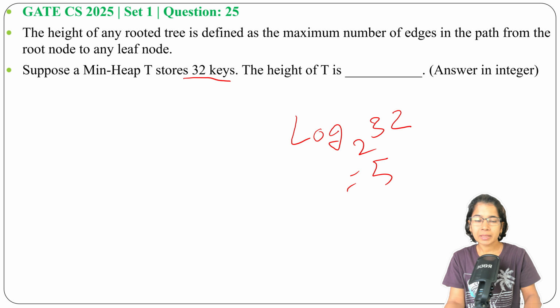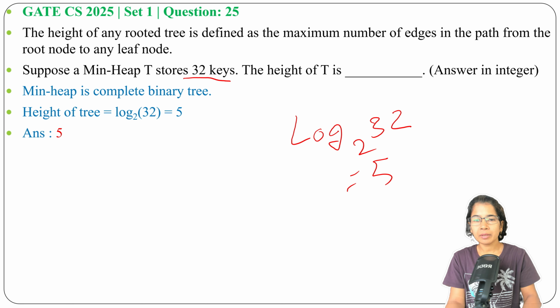As Min-Heap is also a complete binary tree, and in case of complete binary tree, height of the tree is log number of keys base 2. Here number of keys given is 32, so log 32 base 2 equals 5. Answer will be 5. I already discussed Min-Heap, Max-Heap.